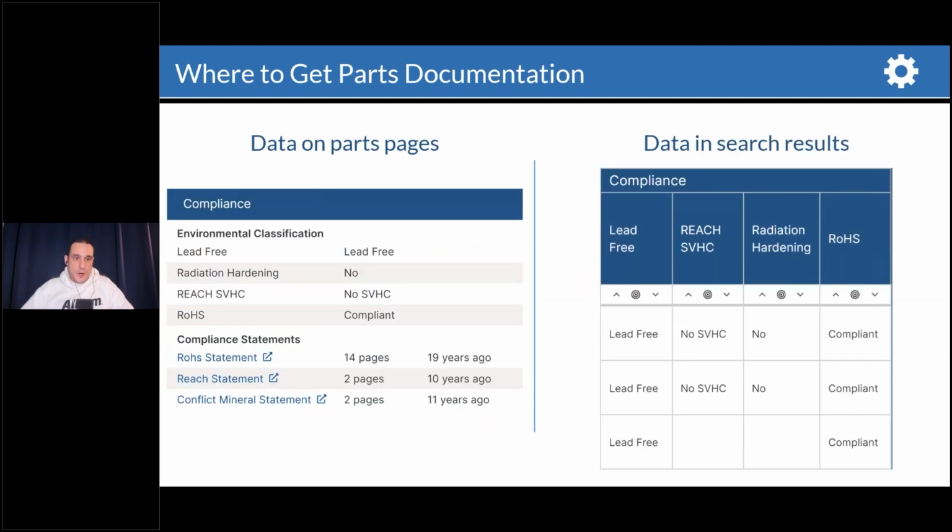Another thing that you will see on parts pages is additional environmental information. For example, is it lead-free? Is it REACH or RoHS compliant? Here, another example, is it radiation hardened? And then these compliance statements are also available directly on Octopart, both RoHS and REACH statements, as well as conflict mineral statements. If you are trying to make sure that you are lead-free, you can see lead-free and then REACH and radiation hardening and RoHS data directly in the search results view when you're searching for components.